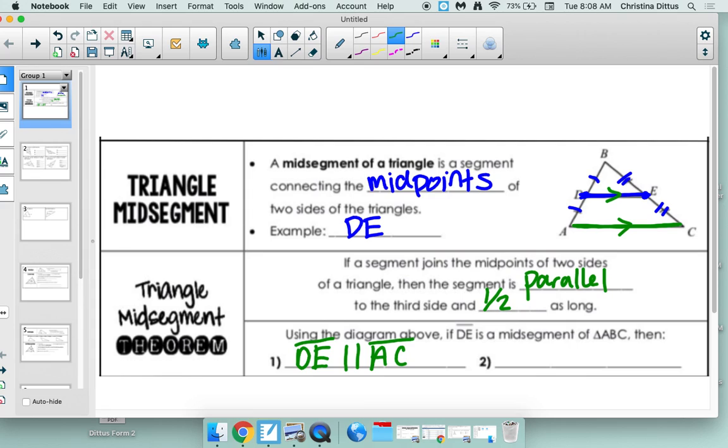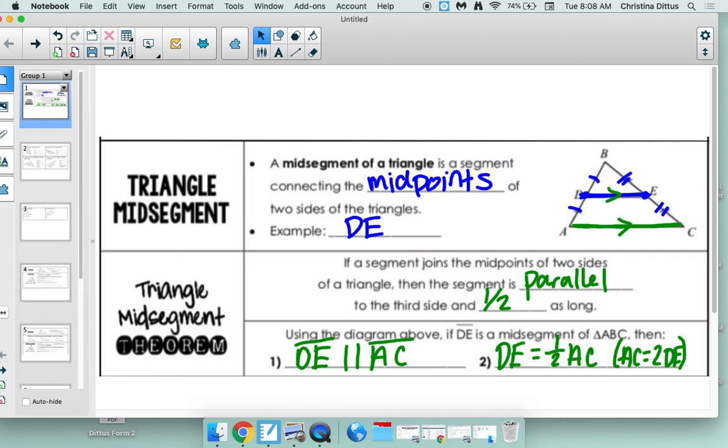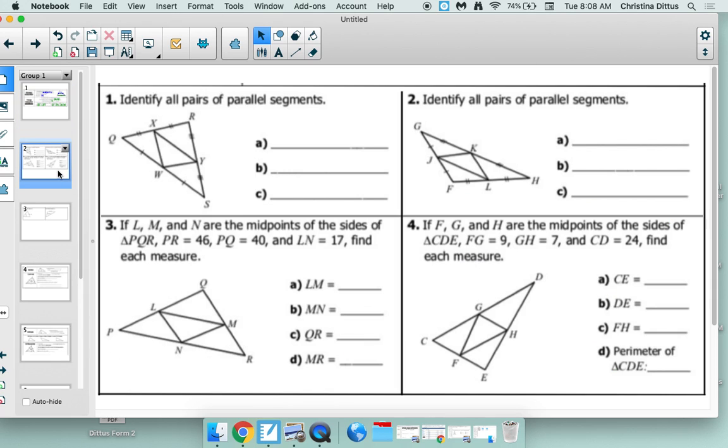And then the other cool thing is that DE is half the length of that side AC. Or another way to think about it is that AC is twice as long as DE. Those say the same thing, they just look a little bit different. Alright, so we're going to use that this entire lesson about midsegments.